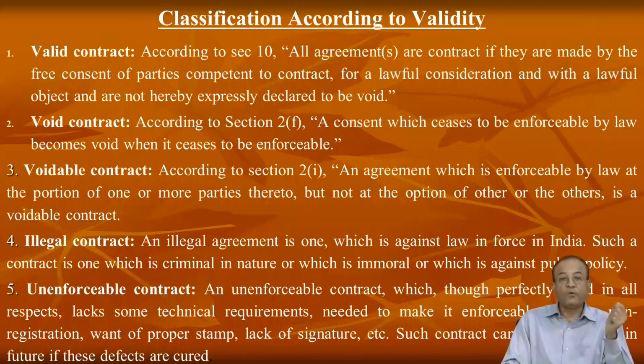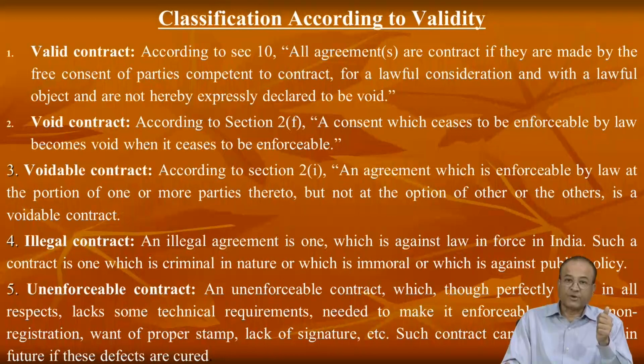Fifth, unenforceable contract. An unenforceable contract, though perfectly valid in all respects, lacks some technical requirements needed to make it enforceable, such as non-registration, want of proper stamp, lack of signature, etc. Such a contract can be enforceable in future if these defects are cured.